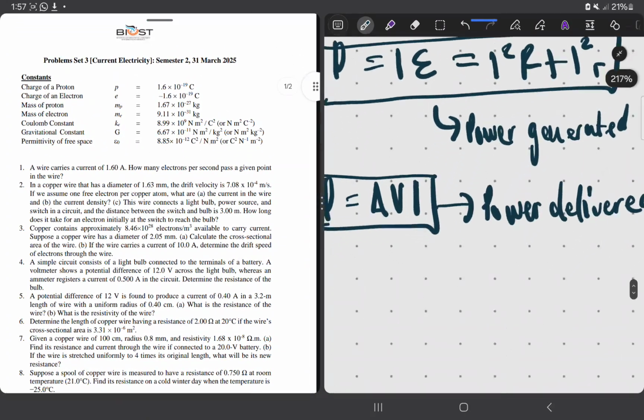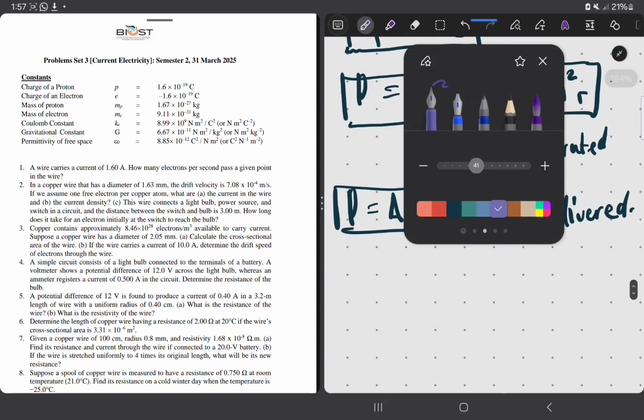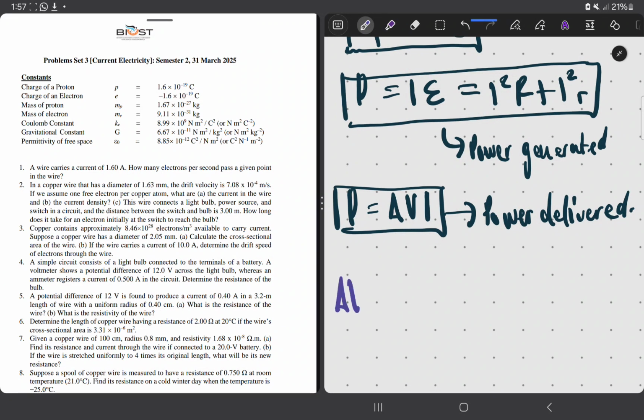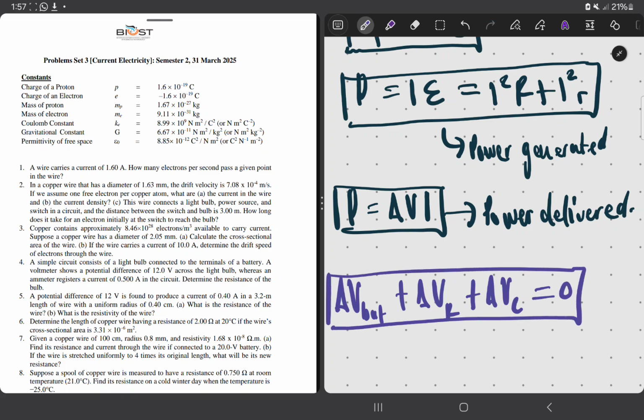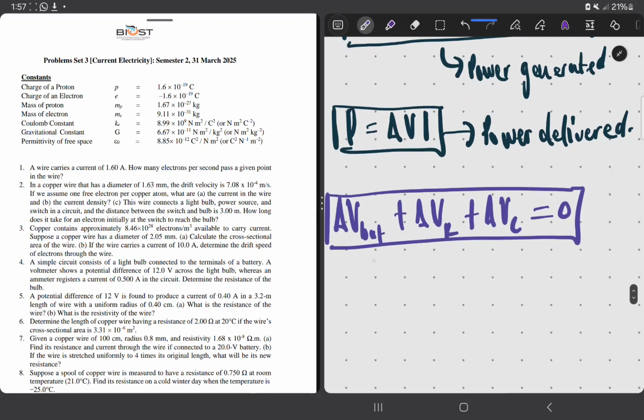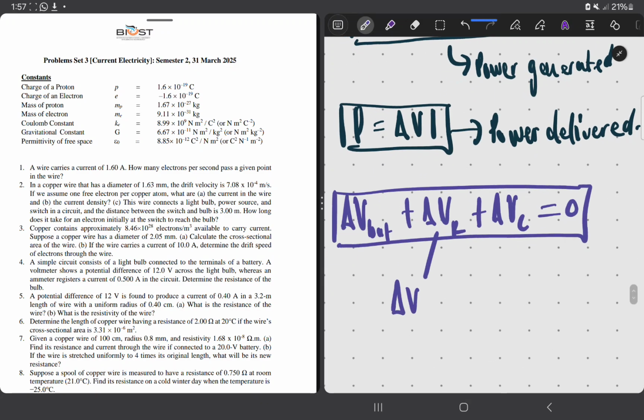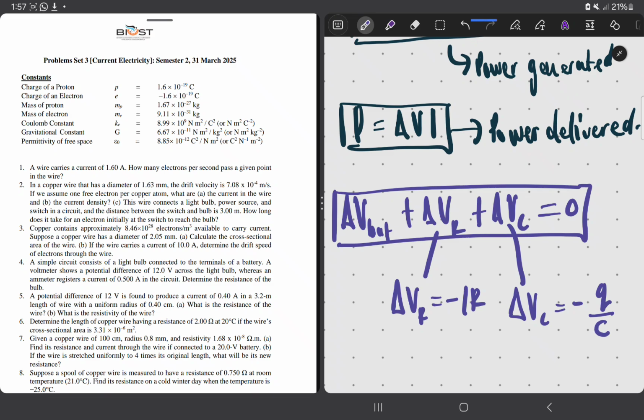Then if I have put P is delta V I, I should now put the one which says delta V battery plus delta V resistor plus delta V capacitor is equal to 0. Remember, this is for that one circuit which has a resistor and a capacitor. If it's a single loop, delta V resistor is negative IR. Then the potential difference delta V capacitor is going to be negative Q, the charge on the capacitor, divided by the capacitance in farads.